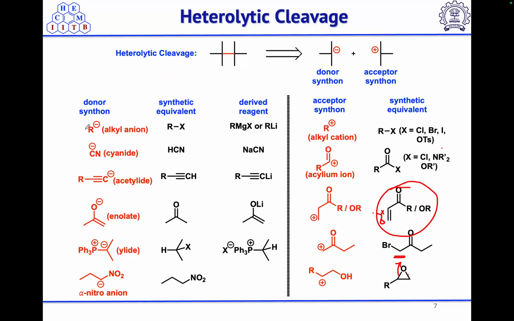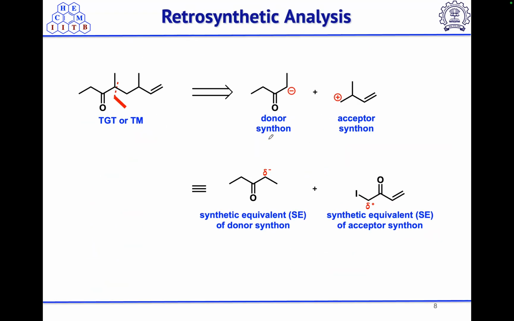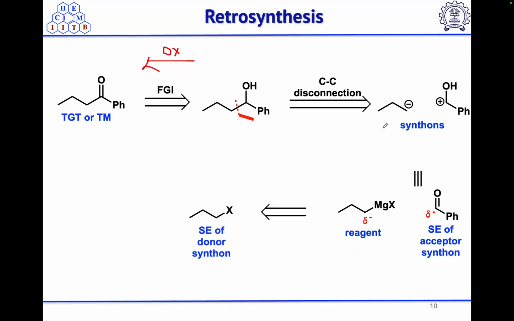This alkyl anion we can get from a Grignard reagent, RMgX, or RLi. So for this propyl anion, we can think about the reagent, which is propyl magnesium halide. This reagent can be derived from the synthetic equivalent, propyl halide. So this is the synthetic equivalent for the donor synthon.